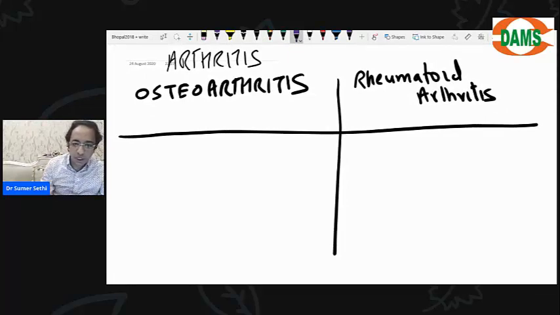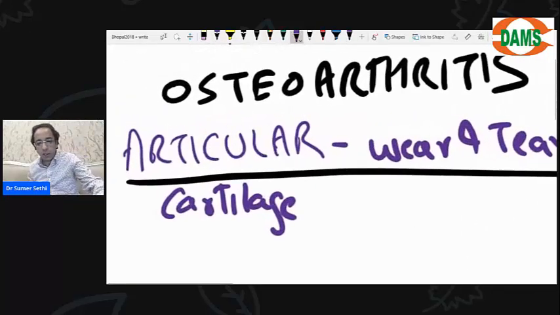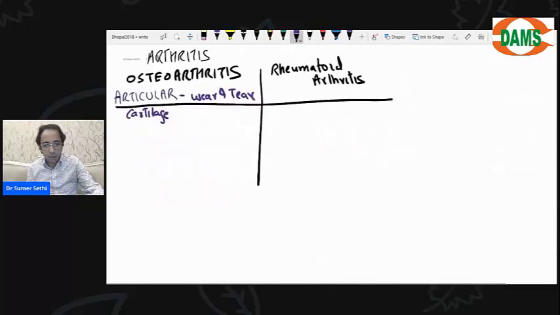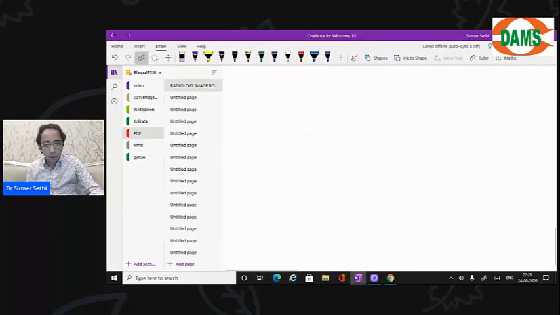Let us start with basics first. Osteoarthritis is wear and tear of articular cartilage. Okay, everybody clear? Osteoarthritis, if we put it in one line, represents wear and tear of articular cartilage.